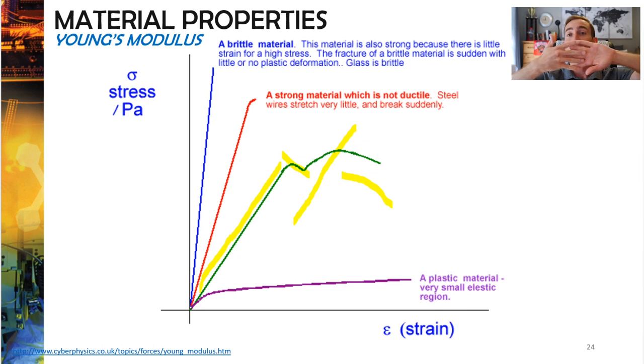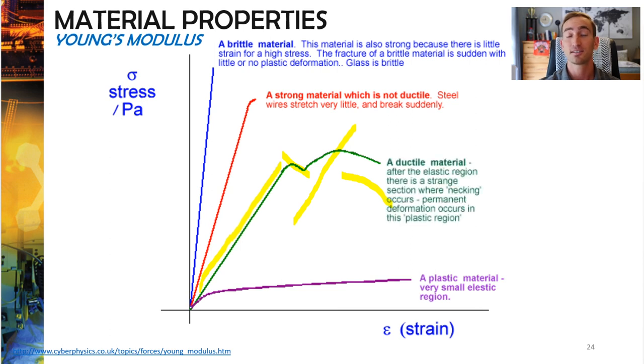pulled past itself, it fails, but then the material realigns itself and then actually for a little while gets stronger until it actually gets pulled apart. And what this is called is a ductile material. It's a material that's a lot stretchier and it exhibits this really strange and interesting realignment of interior particles that actually makes it stronger for a little while, but eventually it does still fail.